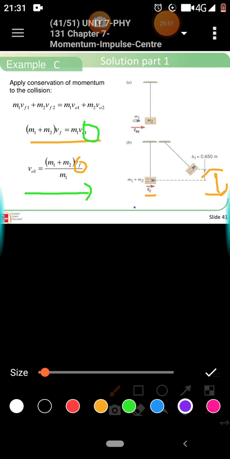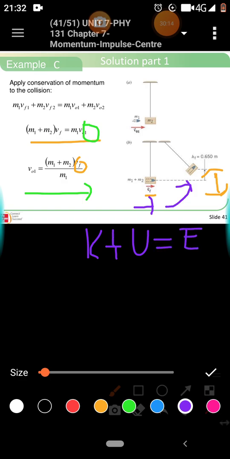Here it had gained kinetic energy, and then it started losing kinetic energy and gained potential energy when it reached the maximum height. So there's kinetic and potential energy involved here, and you remember this is mechanical energy. So we can calculate the mechanical energy before, and we can calculate the mechanical energy after.